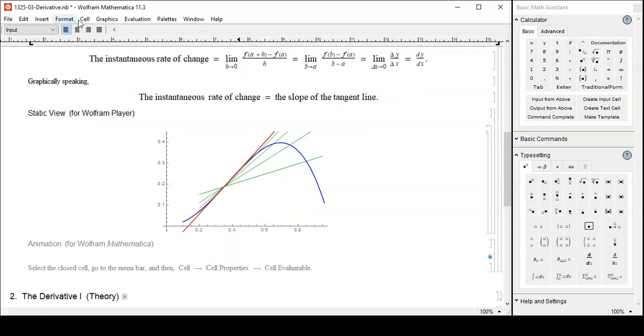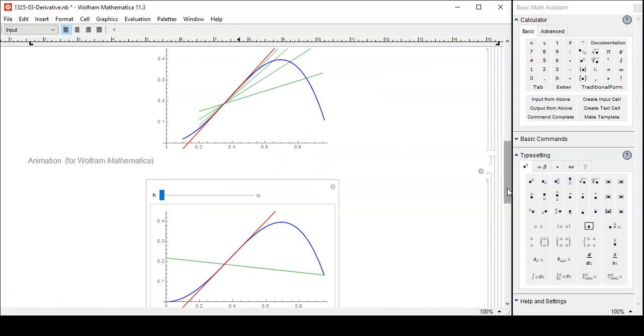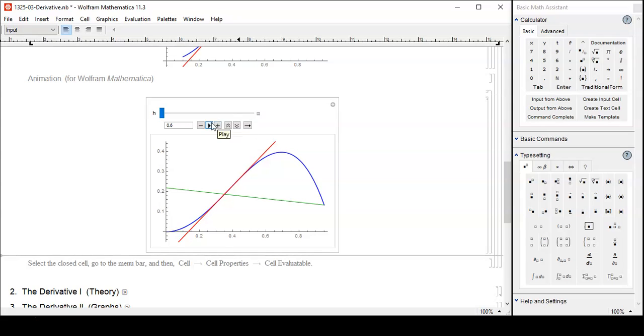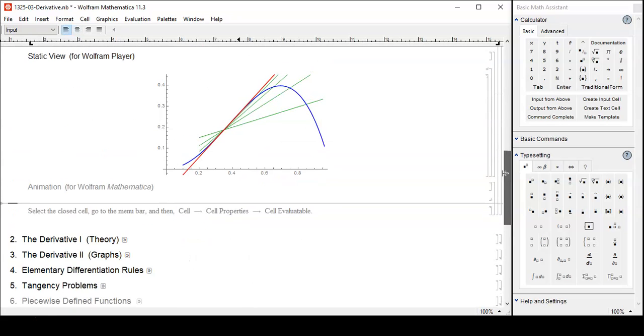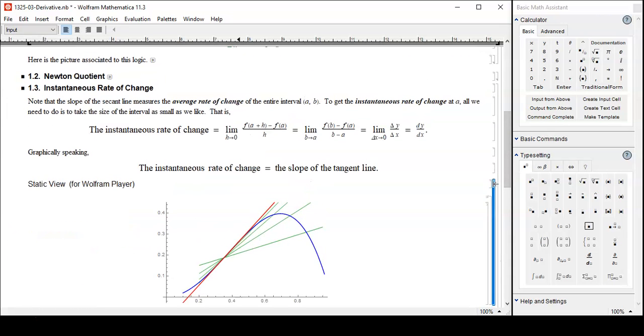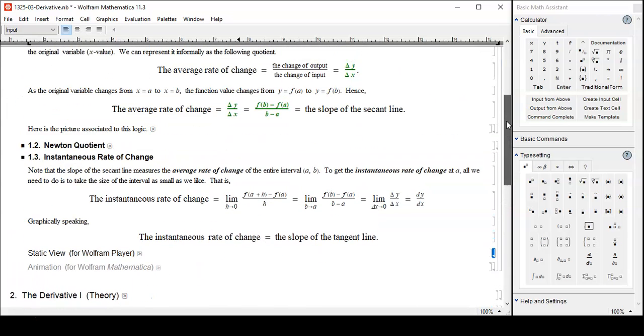Here's an animation. So the limit is the instantaneous rate of change, and that is the slope of the tangent line. So this visualizes the slope of secant lines converging into the slope of tangent line. And that quantity is called the derivative.